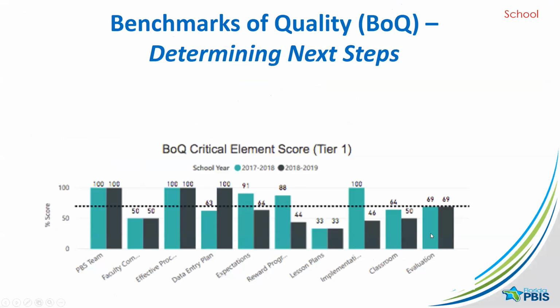Now, here's an example of a school in which they have significant components that are very low and below what we want to have minimally in place. And so this is a place where a school can, right from this data, begin to think about what are the areas or the priorities that we need to focus on for this next school year to increase the fidelity of our tier 1 PBIS?